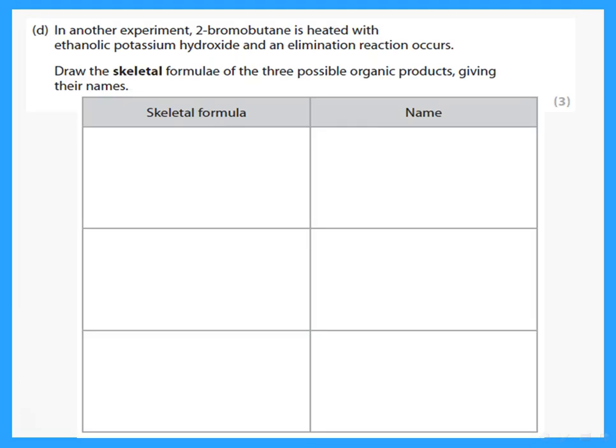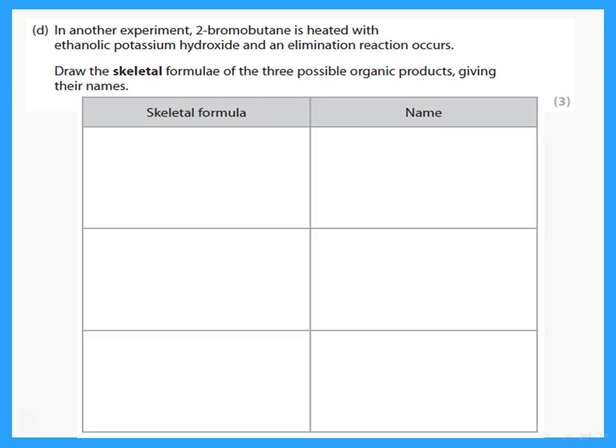In another experiment, 2-bromobutane is heated with ethanolic potassium hydroxide. Remember, this is an elimination reaction. Remember that we have two types of reactions with potassium hydroxide. Either it is aqueous potassium hydroxide, and that is the one they just talked about, where I will replace the bromine with hydroxide ion. But if it is in ethanol, alcoholic potassium hydroxide, then it will be an elimination reaction in which I form the corresponding alkene.